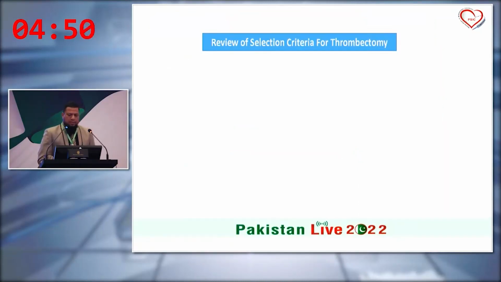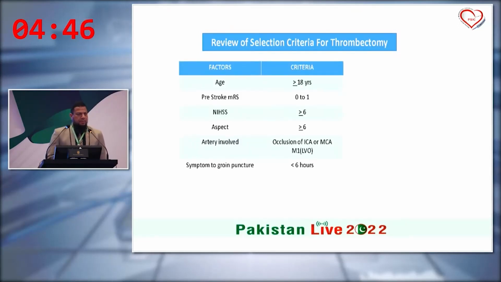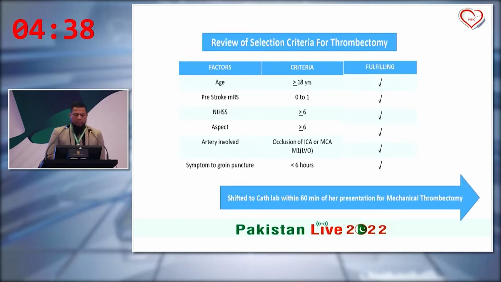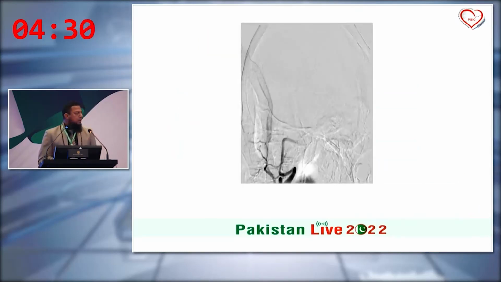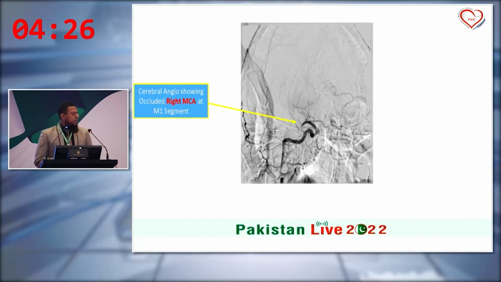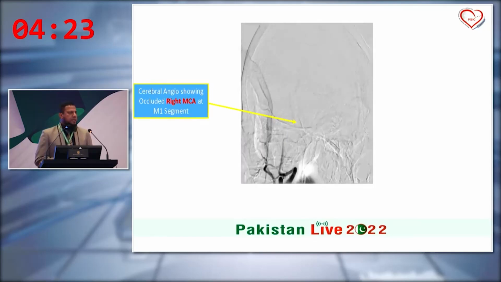So we reviewed the selection criteria for thrombectomy for her, and these were the points as far as age, pre-stroke mRS, and NIH score. She was completely fulfilling the criteria, and then in the next 10 minutes she was shifted to the cath lab because it was very close to the CT angio unit. So this is her diagnostic cerebral angiogram. Here we can see the cutoff in the M1 segment of the right middle cerebral artery.